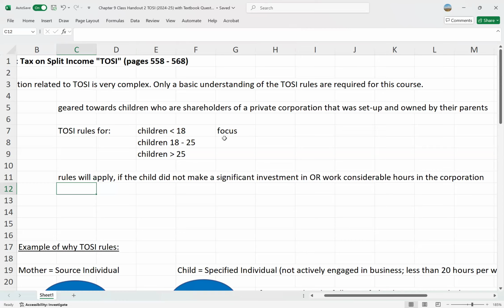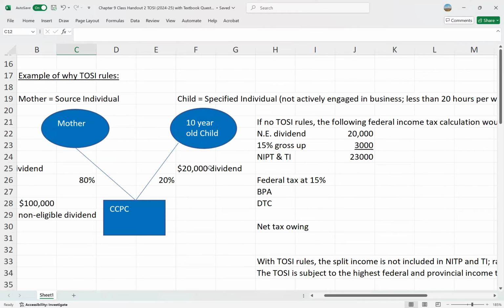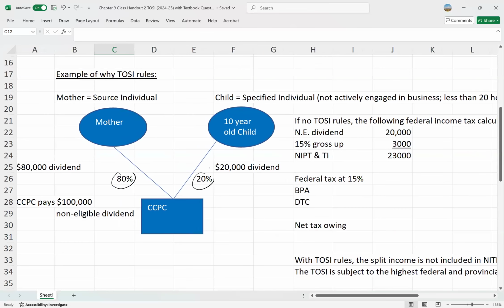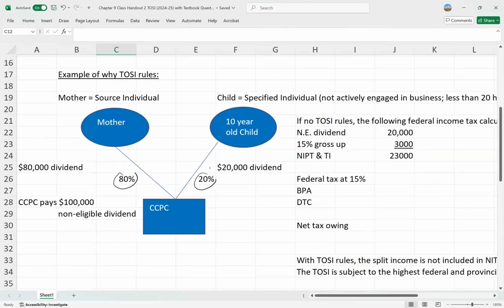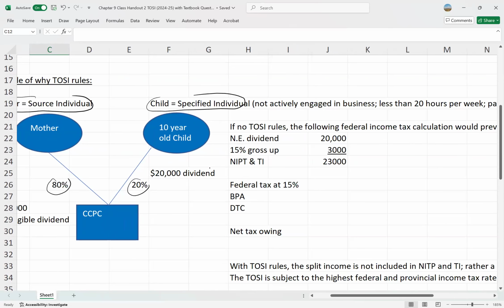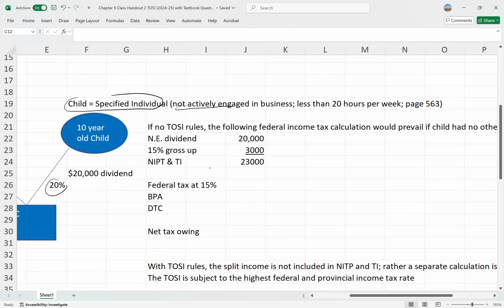So let's look at this example here. We have this private corporation, a CCPC, Canadian Controlled Private Corporation, and there are two shareholders. The mother owns 80%, and the 10-year-old child owns 20%. Some terminology: the mother is known as the source individual, and the child is known as the specified individual. That child is not actively engaged in the business. They define that as working less than 20 hours per week.